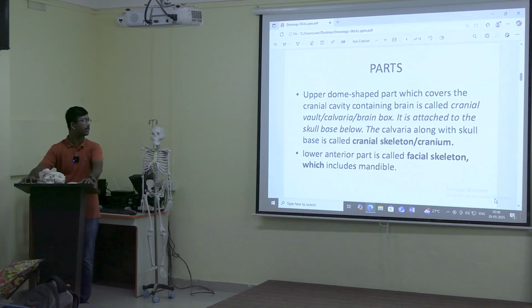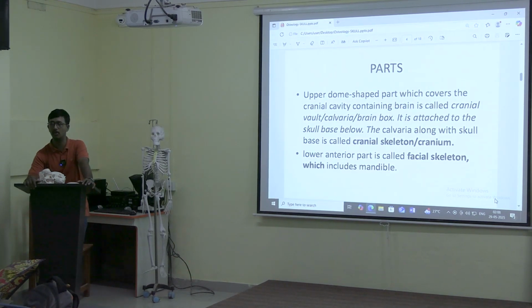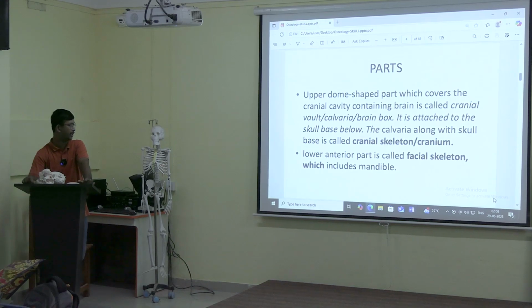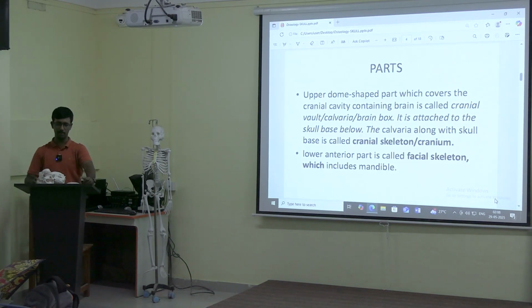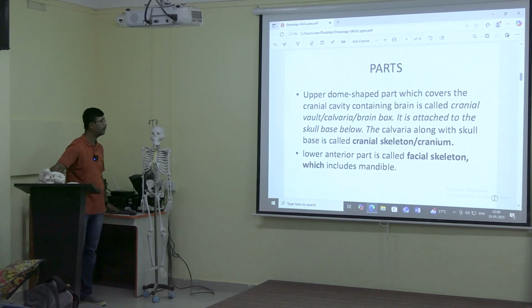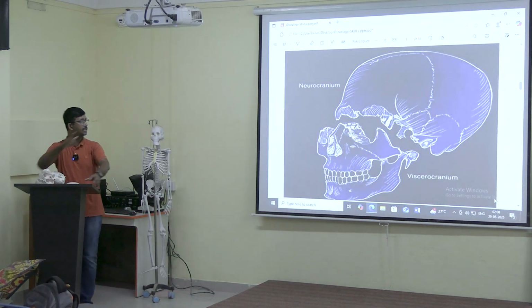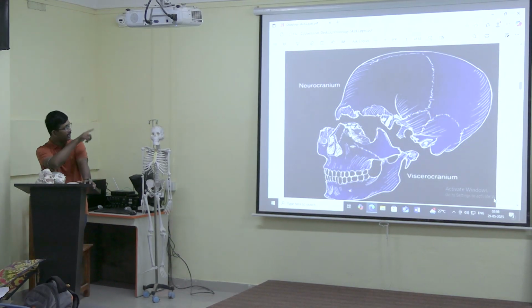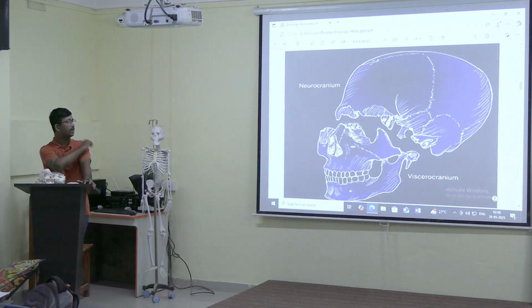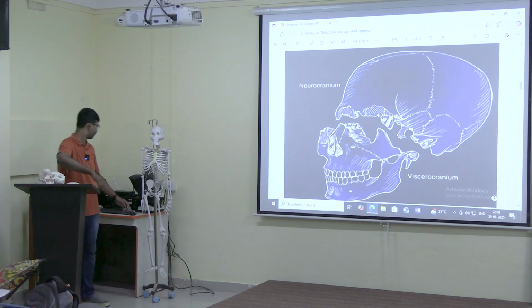I have already mentioned that the upper dome part is called the cranial vault as well as calvaria or brain box. It is attached to the skull base below. The calvaria along with the skull base is known as the cranial skeleton or cranium. The lower anterior part is known as your facial skeleton. Now this is the neurocranium or the cranial skeleton, and in front you have the facial skeleton.